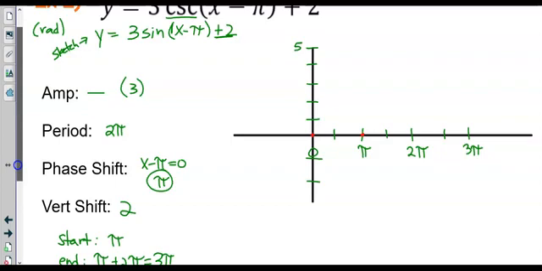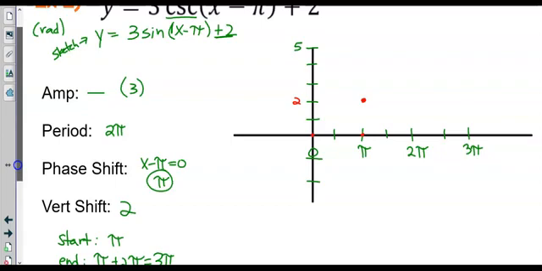So multiplying by 3 doesn't really do anything, but there is a vertical shift of 2. So we're going to want to slide it up to 2. So that's where we're starting. We're starting over pi and up 2. And then we're going to do a very amplified sine curve from there. So if you think about your normal sine curve, we go up and then back down and then back up again.